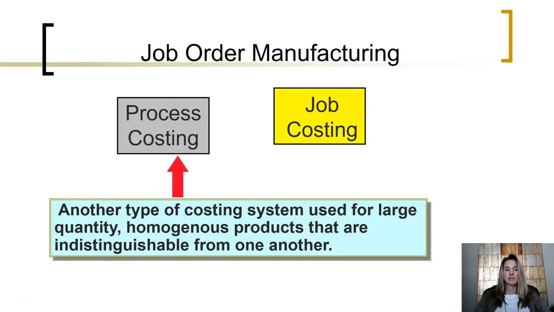The other type of costing system is a process costing system. This is used for companies that make large quantities of homogeneous products that are difficult to distinguish from one another. A process costing system will be discussed at a later time.